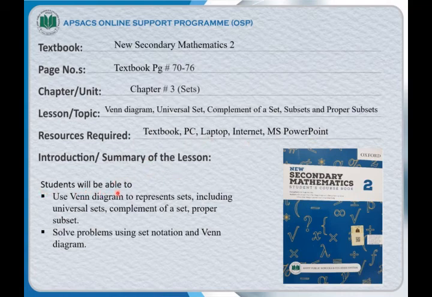Summary of the lesson: Students will be able to use Venn diagrams to represent sets including universal sets, complement of a set, and proper subsets, and solve problems using set notation and Venn diagrams.